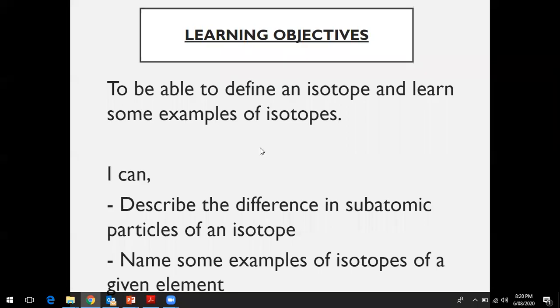Hello everyone. So today we are going to learn about isotopes. So the learning intention would be to define an isotope and learn some examples of isotopes. So by the end of the lesson, you should be able to understand the difference in subatomic particles of an isotope and name some examples of them as well.